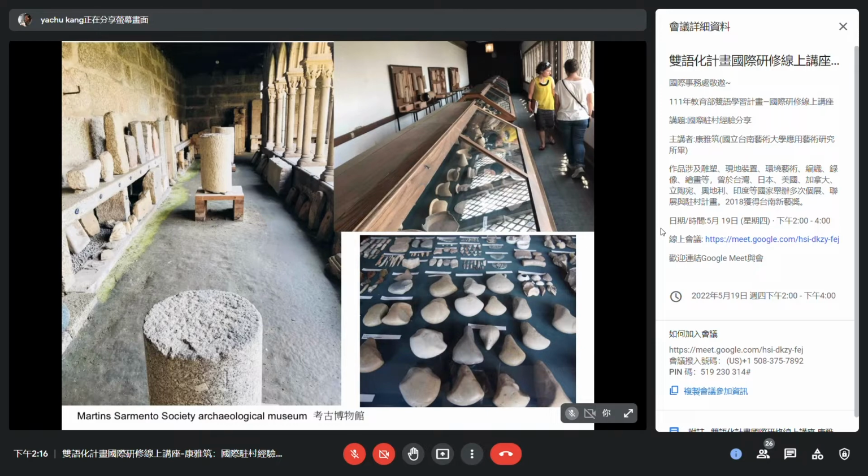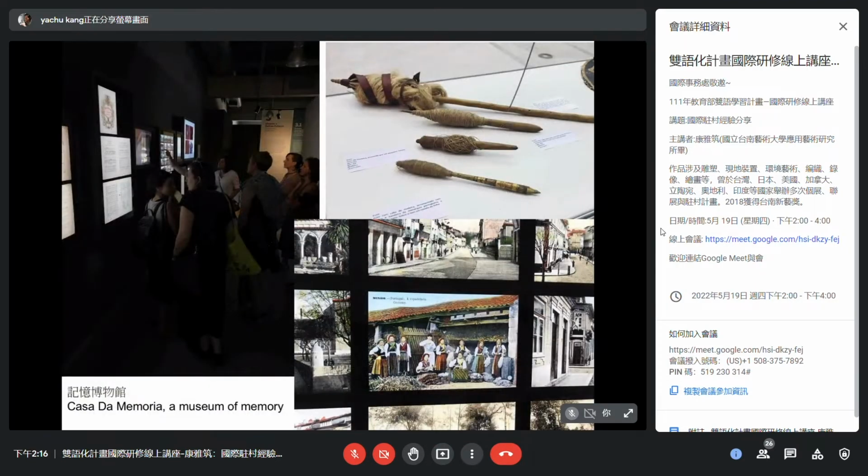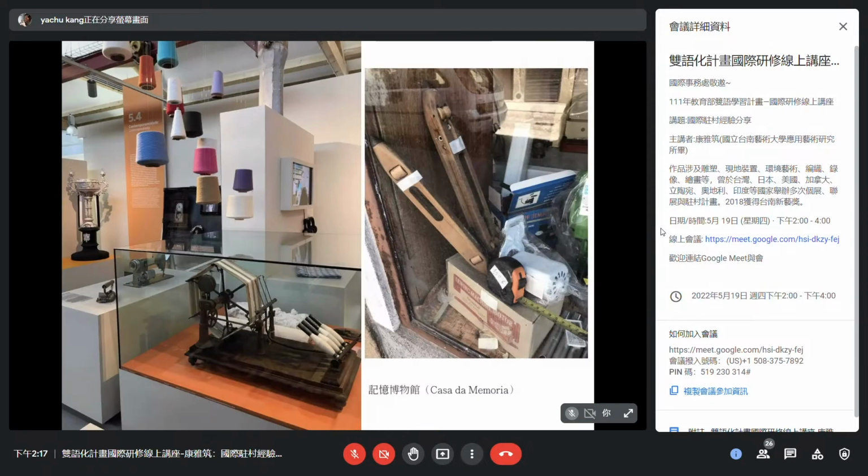And this is an archaeological museum in Guimarães. And they also have the Museum of Memory. So inside the museum, you can see a lot of photo documentary and tours from before, people wearing the traditional costume, and some collections from the past.